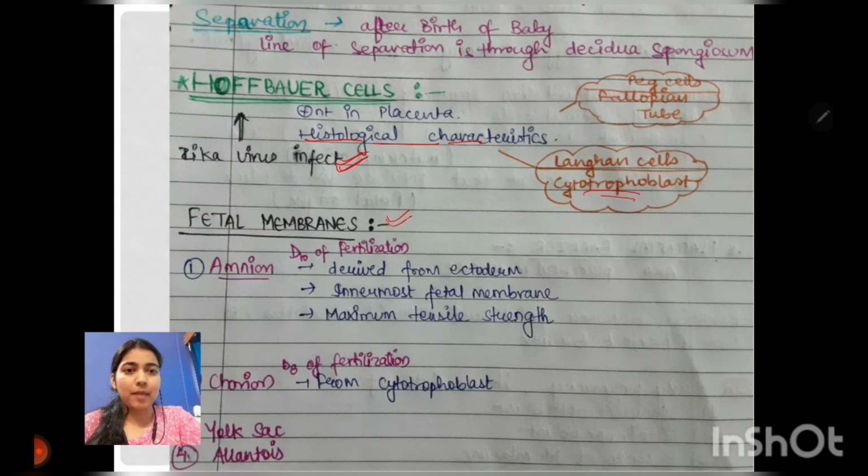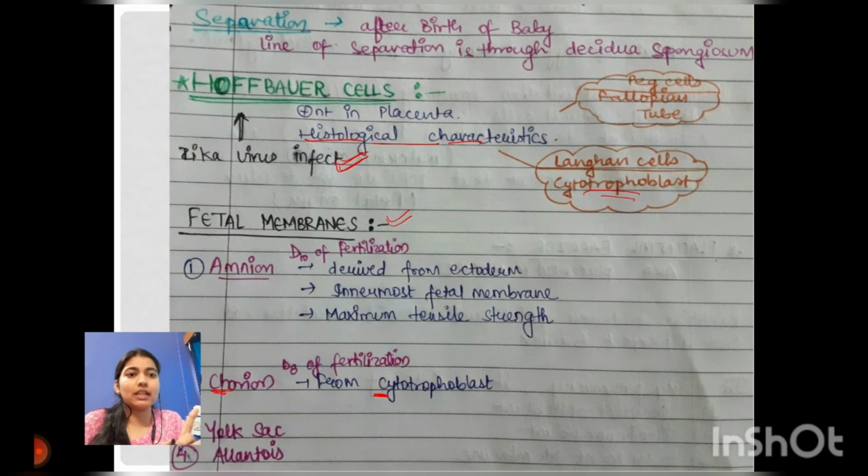Now the fetal membranes: amnion, chorion, yolk sac and allantois. Amnion is formed by the 10th day of fertilization, and chorion is formed previous to it, on the 8th day of fertilization, from the cytotrophoblast. So chorion is from cytotrophoblast. Mainly, syncytiotrophoblast is for hormone synthesis, while cytotrophoblast is forming the chorion layer on day 8 after fertilization.